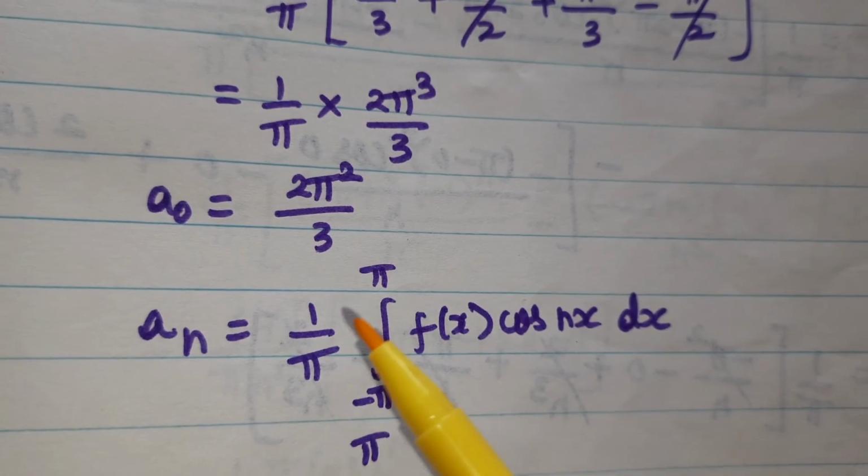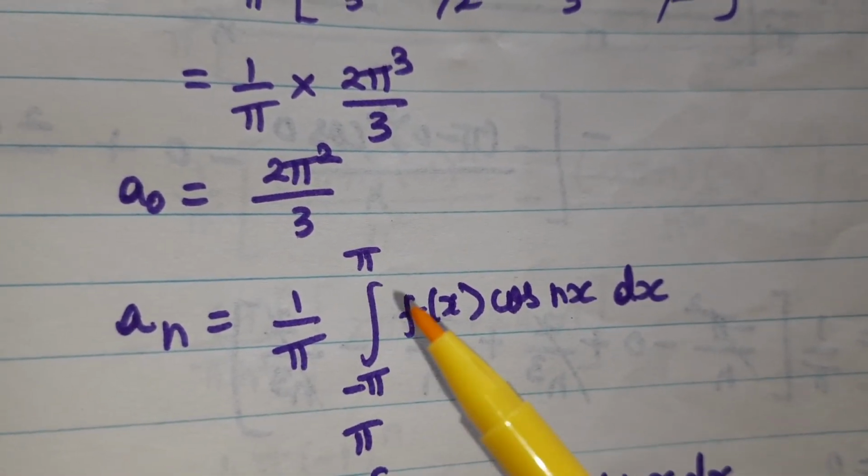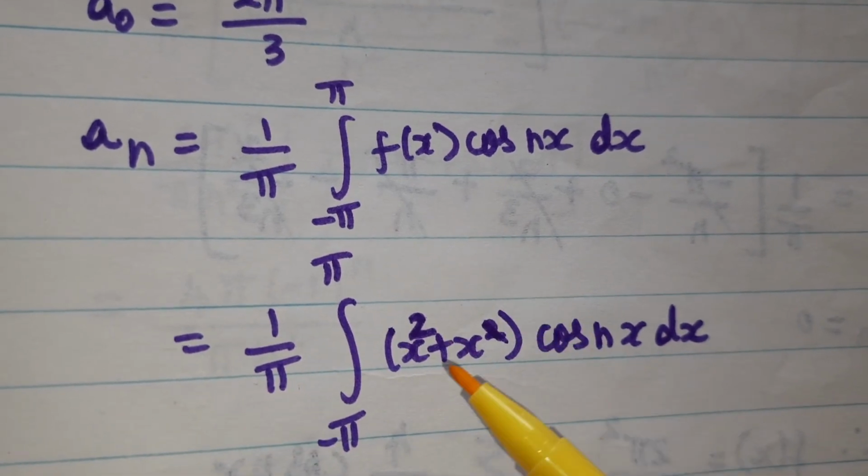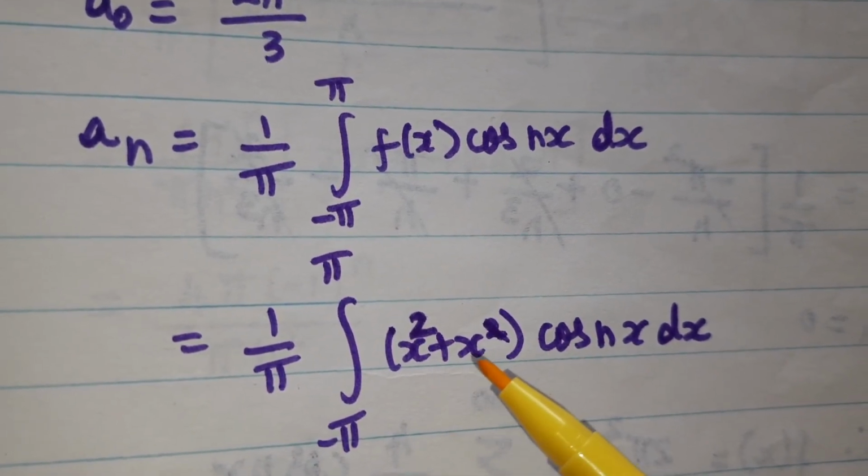And an is equal to 1 by pi into integral of minus pi to pi f of x into cos nx dx. Here f of x is x square plus x.